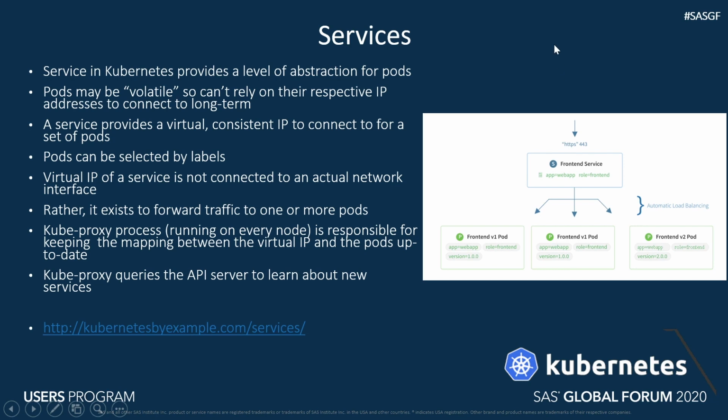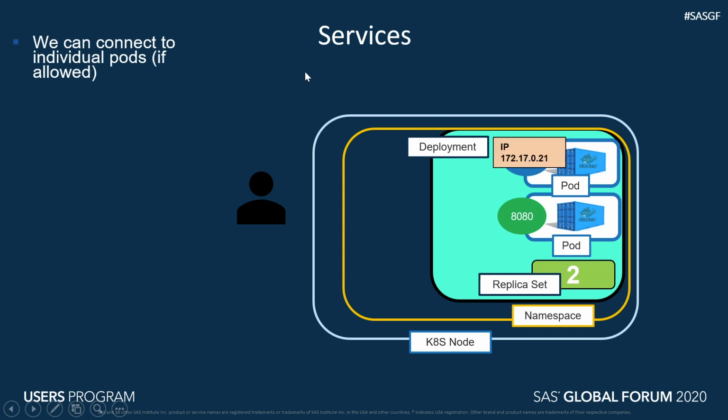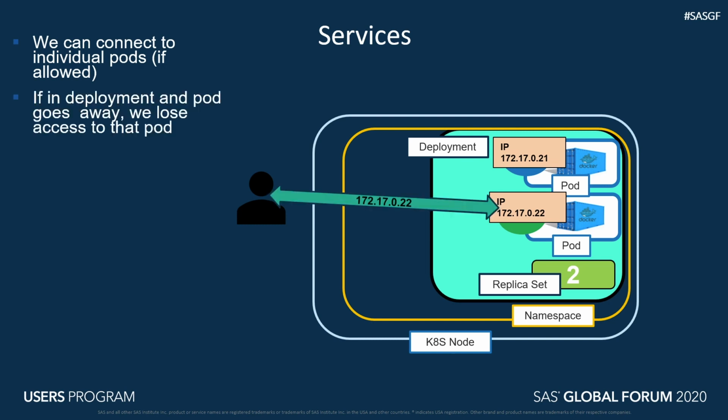So let's look at an example of that and how that might look in our diagram. Suppose that we have our setup. We have a deployment which has 2 pods in it because the replicas are 2. We always have to have 2 running. As a user, I can connect to individual pods if I'm allowed. If I can find out the IP address and I have permissions, I can connect to one of those and talk to that one over that IP address. I can do my work with it.